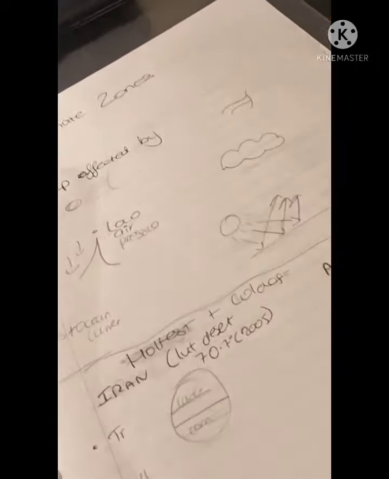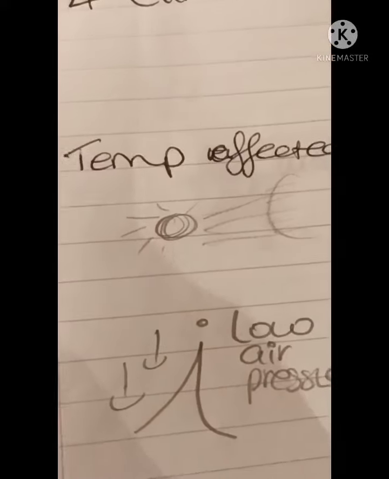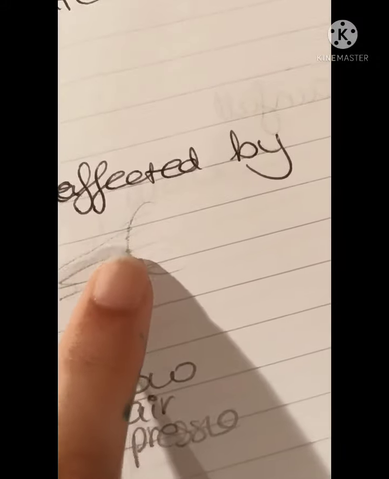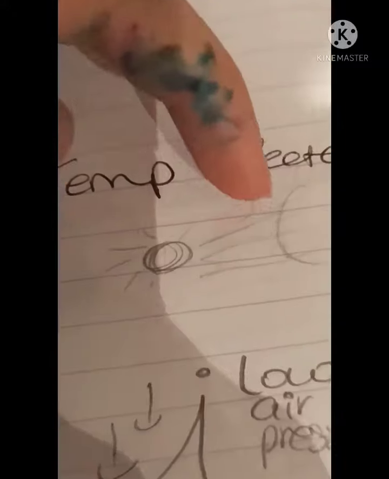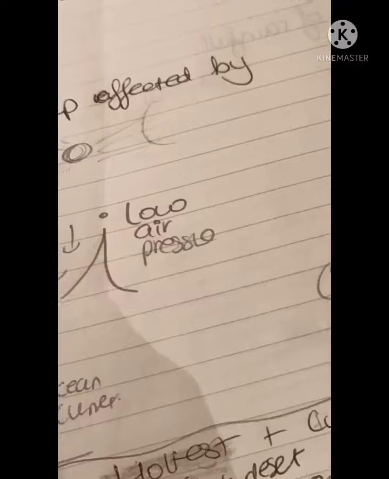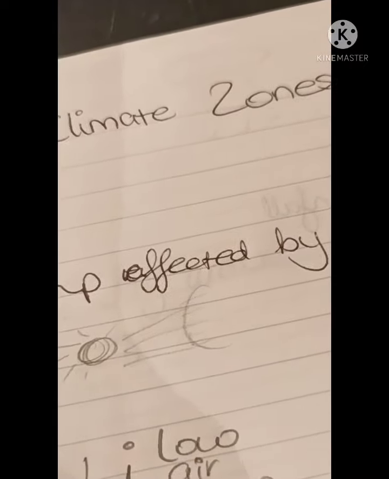So what are the factors that affect temperature? One is the sun's rays, so the sun's insolation, basically. Over here, you see my finger. Over here, the sun's rays are more concentrated, so it's more likely to be hotter there, and this is near the equator. The sun's rays can also be spread out over here, and that's where the UK is, and that causes some countries to be colder than others.